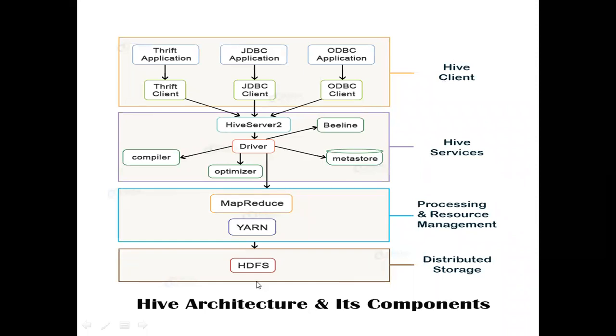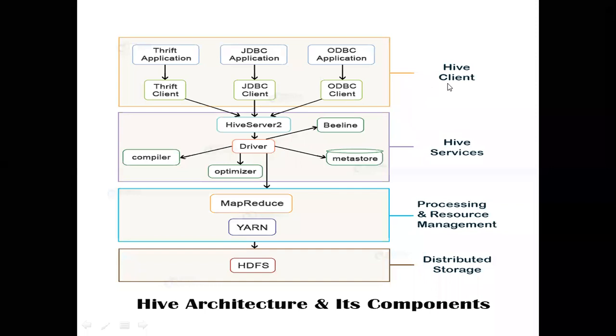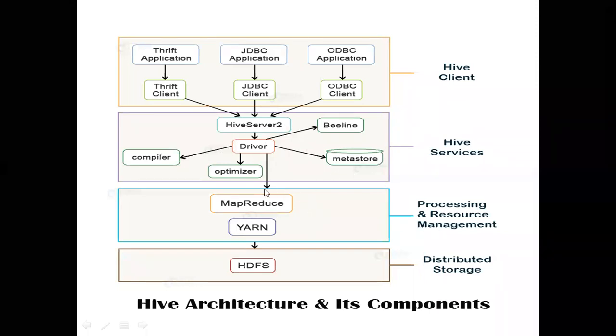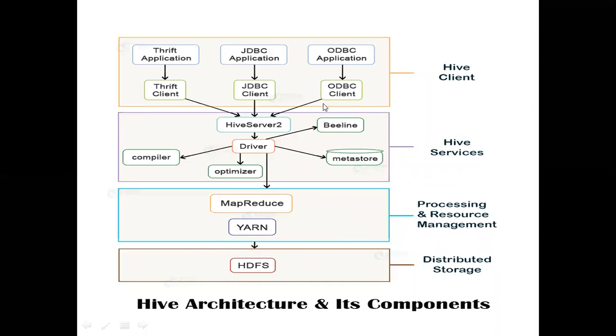Okay, guys, yesterday we have briefly seen the architecture of the Hive. The Hive clients are the Thrift client, JDBC client, and ODBC client. Three clients will be there, and Hive services are there: command prompt, Metastore, optimizer, driver, compiler. Like that, we have the Hive services, and below this we have the MapReduce component of the Hadoop, and below that we have the HDFS component of the Hadoop.